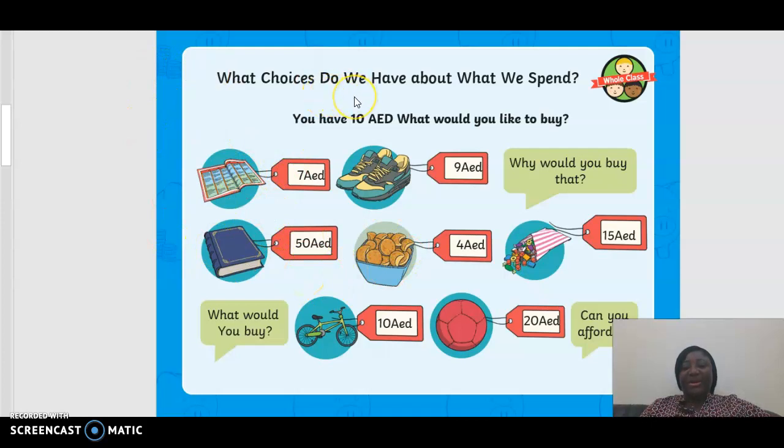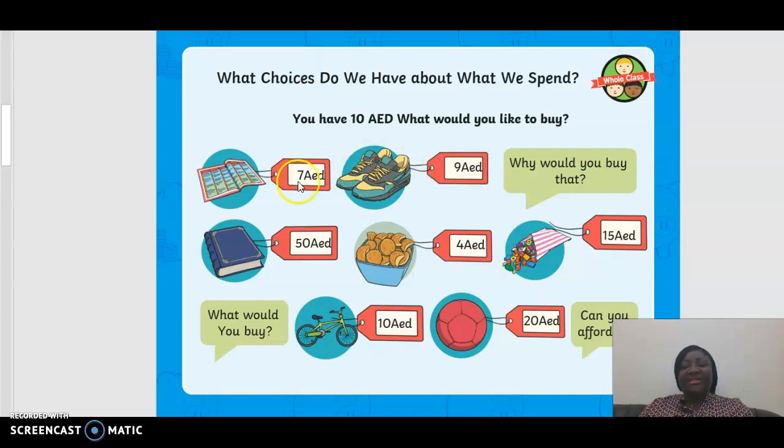Now, what choice do you have about what we spend? Now, you have 10 dirhams. What would you like to buy? Let's keep the comparison between two items. So I have this magazine that costs how much? How much is this money? 7 dirhams. Very good. And I have this pair of shoes or sneakers, running shoes that cost 9 dirhams. Will I be able to buy both items for 10 dirhams? Remember, my magazine is 7 dirhams and my shoes are 9 dirhams.